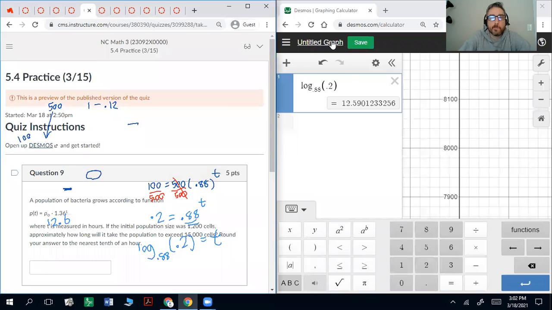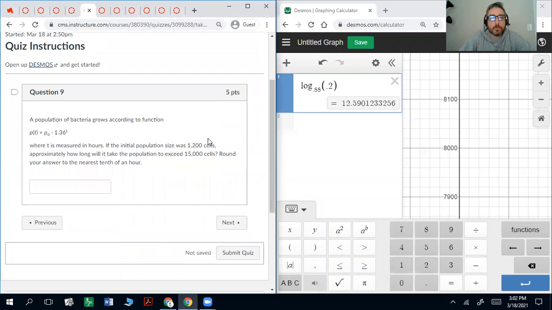Next question. Number 9, a population of bacteria grows according to the function P0 times 1.36 to the t power. Initial population, that's your P0, 1200. And your final population, how long does it take to exceed 15,000? That's your Pt. So let's plug those in.